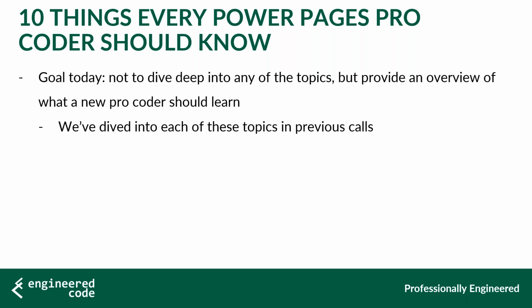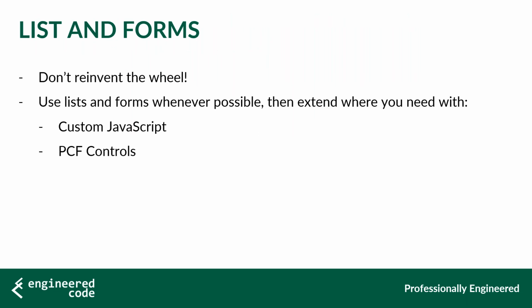If you're just getting started with pro code development in Power Pages, maybe you're coming from other parts of the Power Platform, or you're coming from elsewhere, what are the things that you should focus on as you're getting started? So let's get into our list here. The first one is lists and forms. Now, lists and forms themselves are the low code or no code side of Power Pages. However, I do see that often when someone comes from the pro code world, they'll overlook or dismiss the lists and forms functionality, which I think is a mistake.